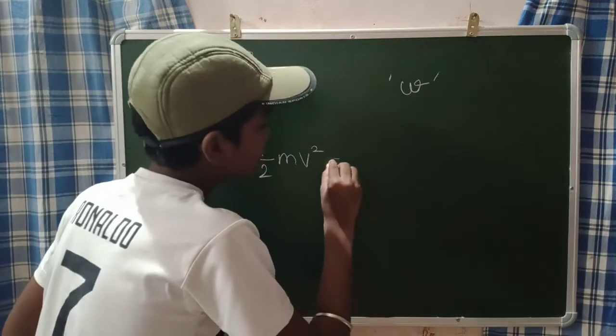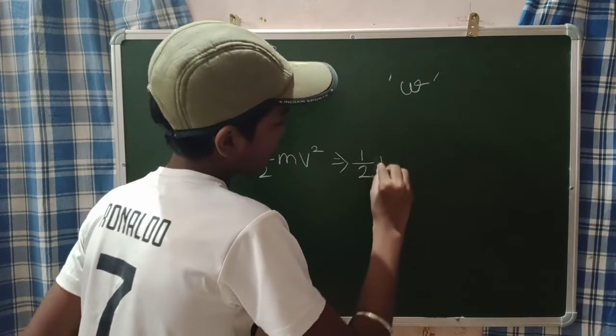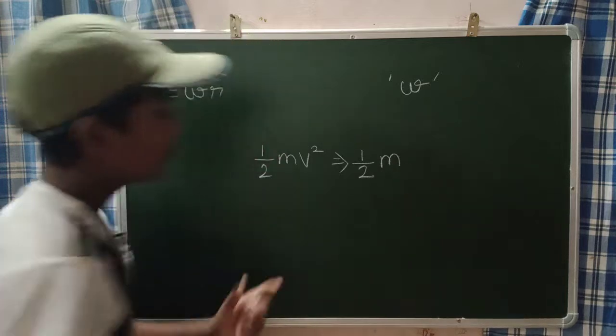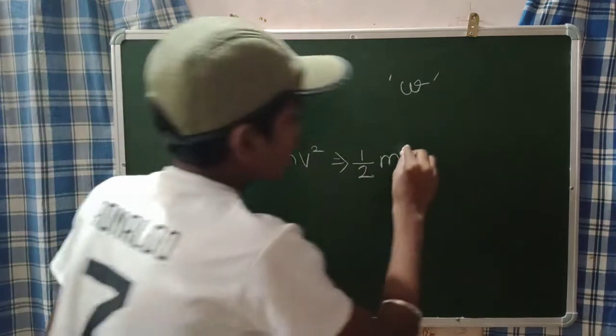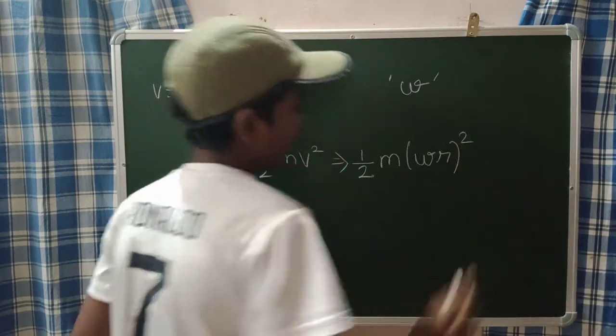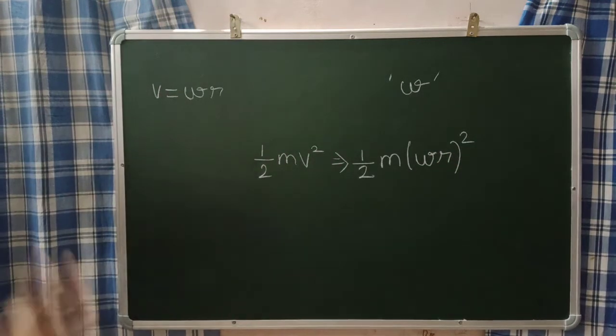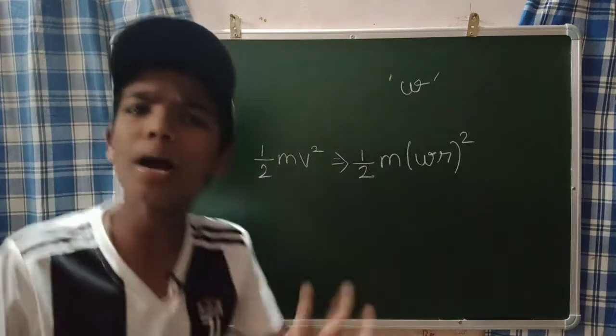So when I write this v as omega into r, what I will get is half into m into v square. We know that your v is nothing but omega r. So when I write v as omega r, you will get omega r whole square. As simple as that. That's the change I told. It's not a big deal guys. It's not such a big deal.